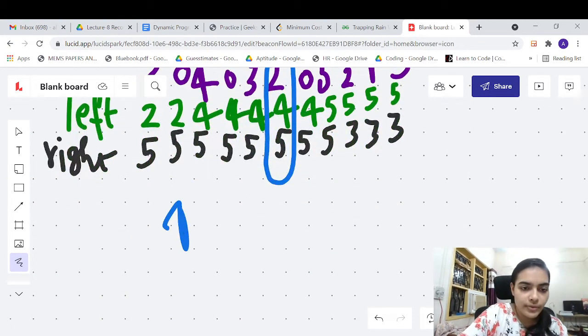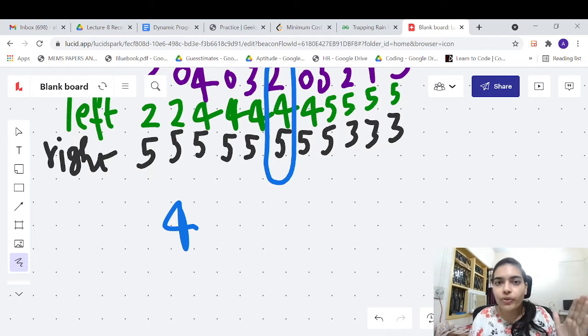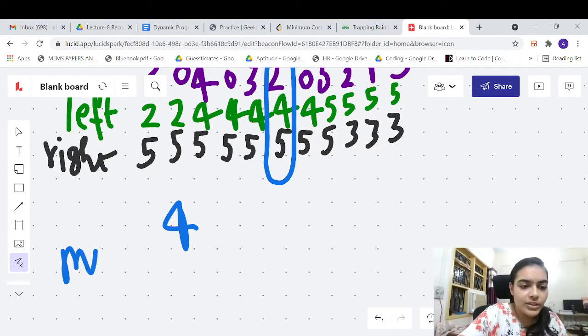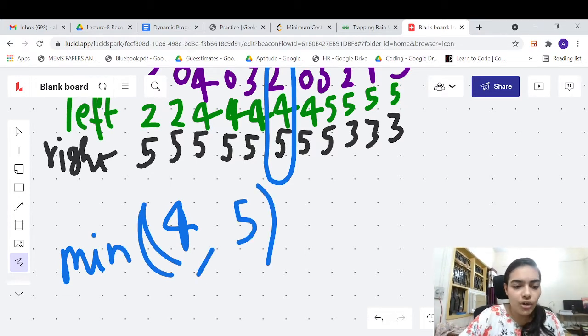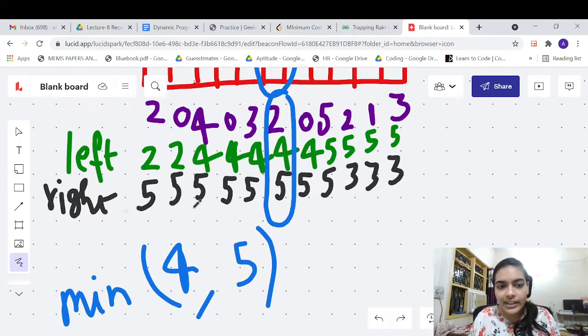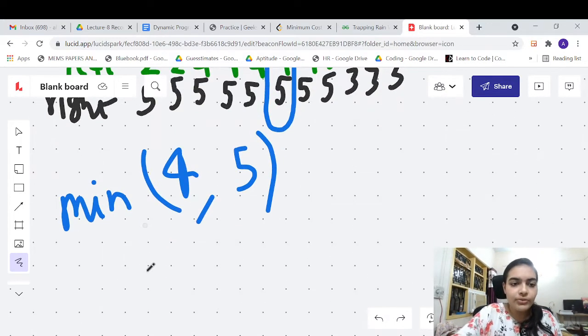So from the left side you are seeing maximum block 4 that can hold it. From the right side maximum block is 5. So take the minimum, which we have already stored in the left and right array. We need not do any calculations or travel anything to find out. We have already stored it in the left and right array. So minimum of 4 and 5 is 4.